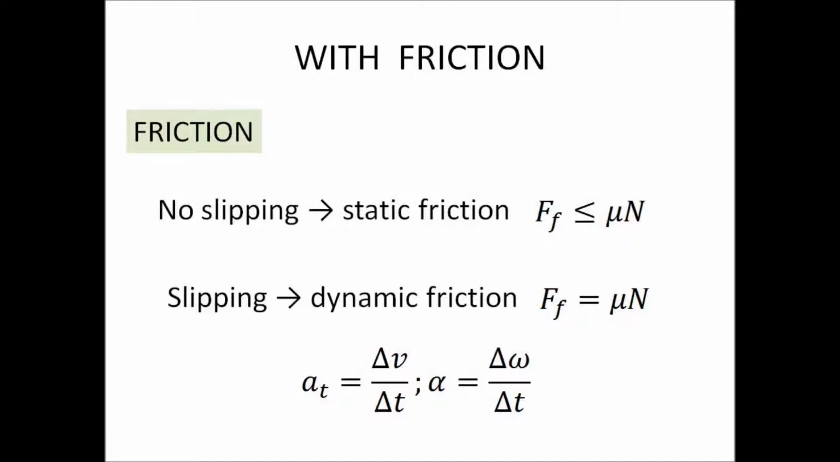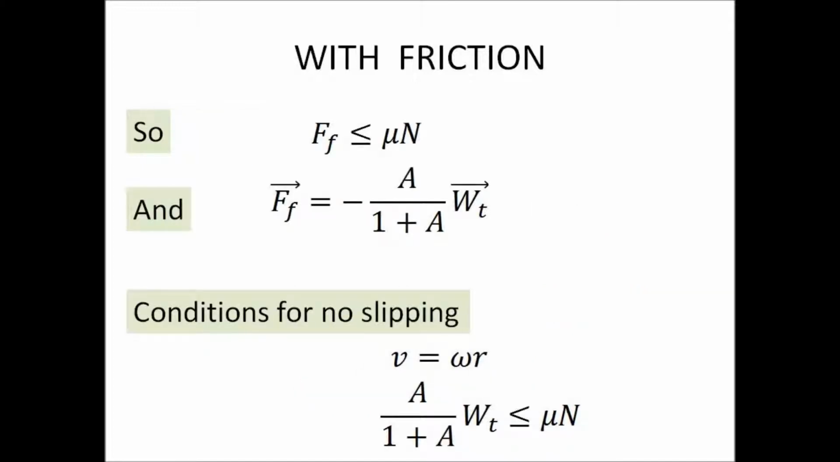No slipping implies static friction, that is, a force that ranges from 0 to a maximum value that depends on the normal force. Also, there's no loss of energy. While when the object is slipping, we have dynamic friction that has a constant value that depends on the normal force, and we have loss of energy. No slipping also implies a relation between the increase in translational and rotational velocities, and this gives a condition for the value of the friction. It has to be proportional to the tangential component of the weight.